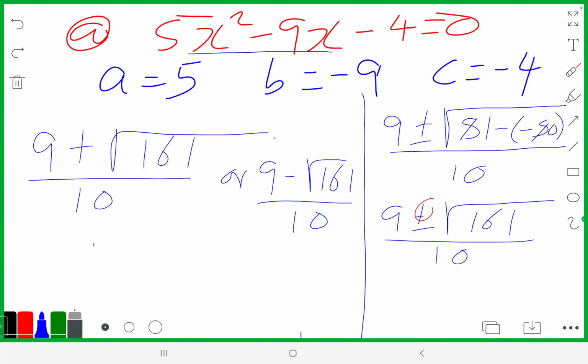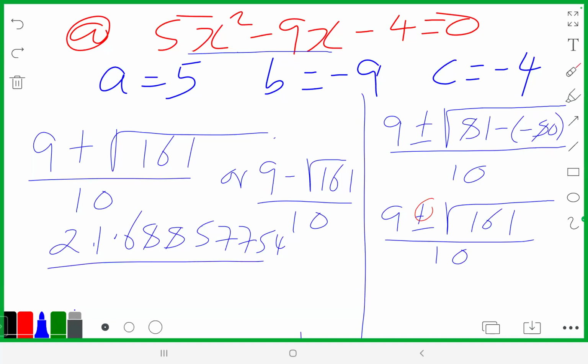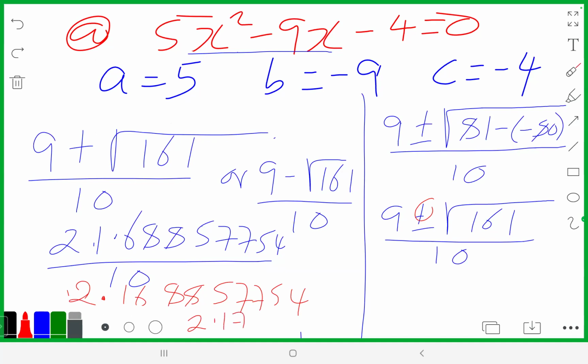Taking 9 plus the square root of 161, the calculator gives us 21.68857754 on top. I've started with the first one. Divided by 10, it is giving us 2.168857754. The question is saying leave your answers in 2 decimal places, so it's better you leave your answer as 2.17. That is the first answer.